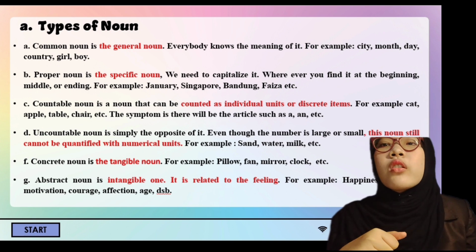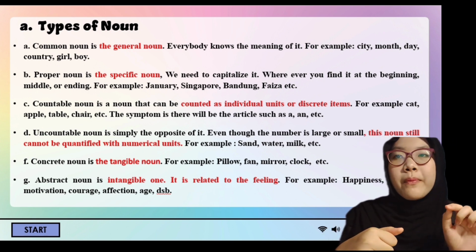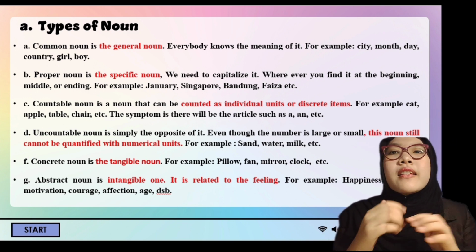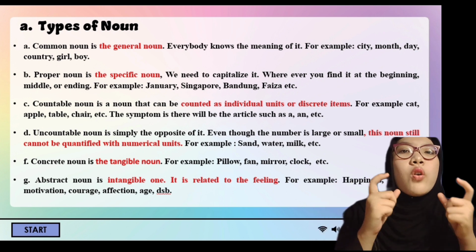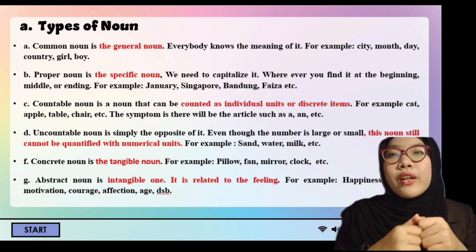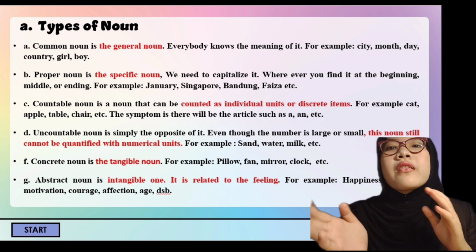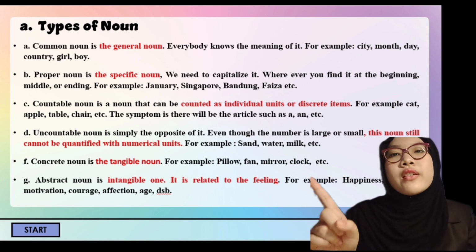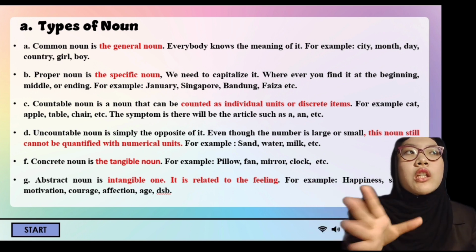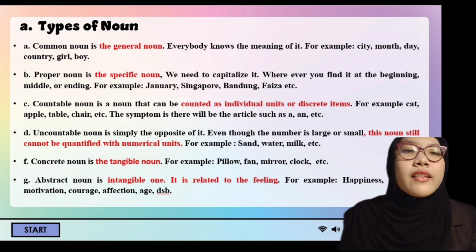The third category of the noun is countable noun. It means it is a noun that can be counted as individual units or discrete items. For example, cat, apple, table, chair, and so on and so forth. The symptom of it, usually it will take an article such as a, an, etc.